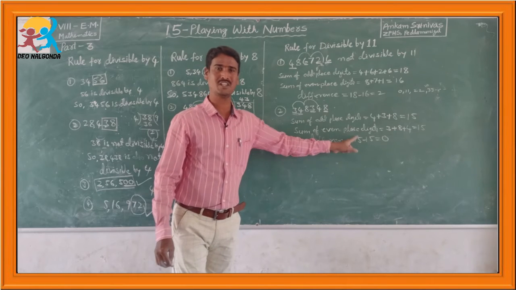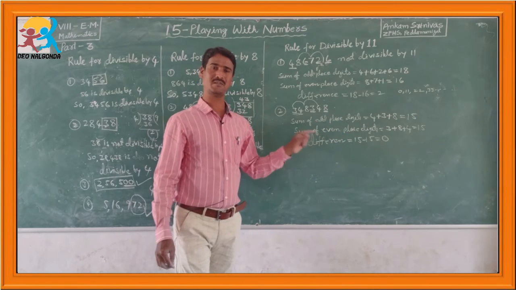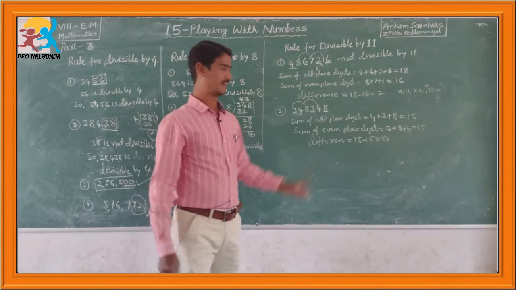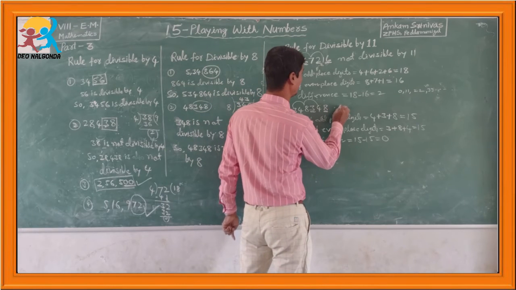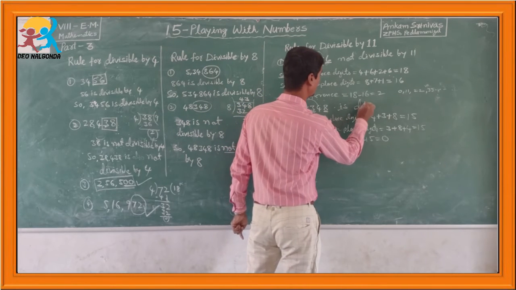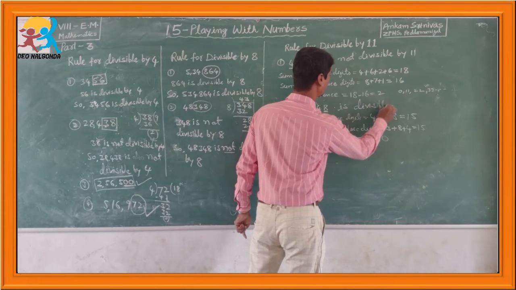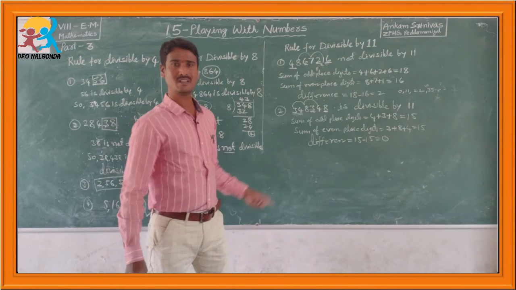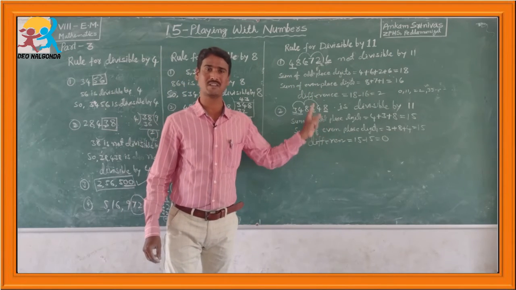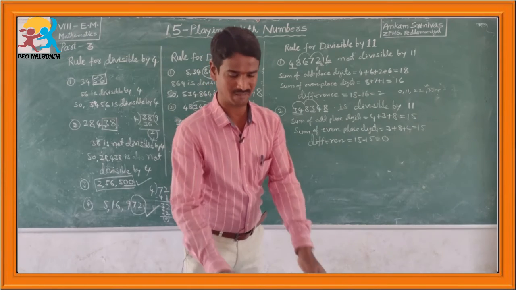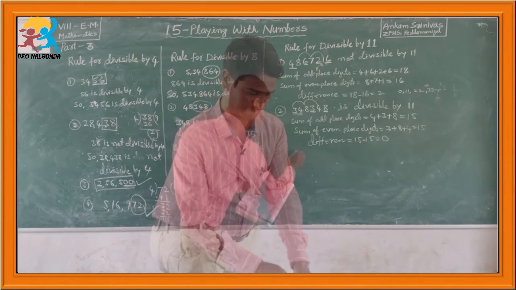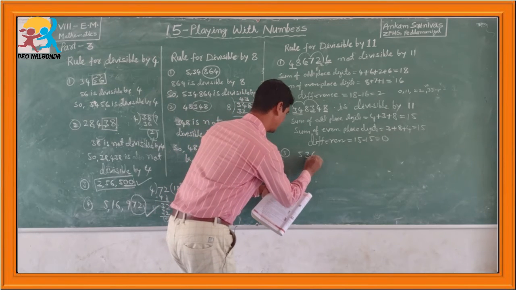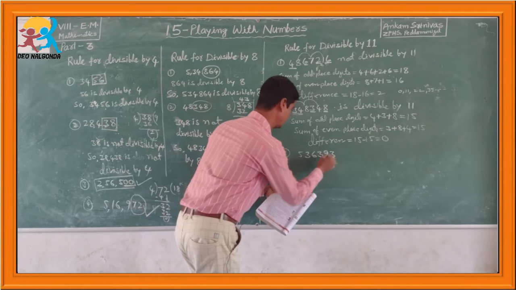If the difference is 0, 11, 22 and divisible by 11, then you can write that the given number is also divisible by 11. So this number is divisible by 11. It is very easy to check whether a given number is divisible by 11 or not. Now take another problem. Third question: 5, 3, 6, 3, 9, 3.